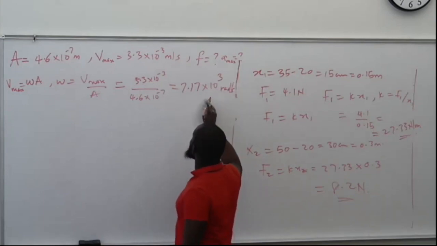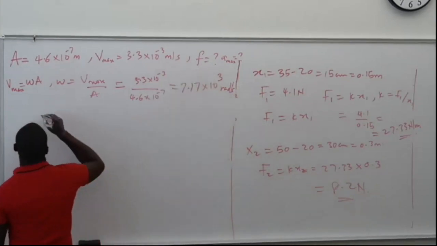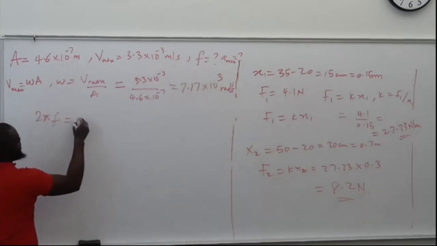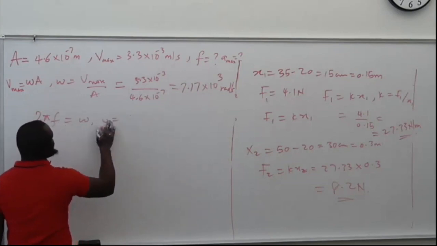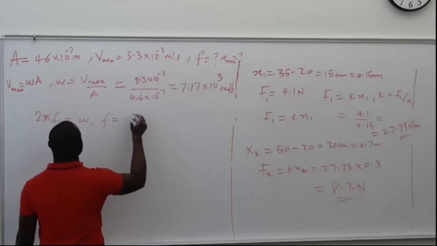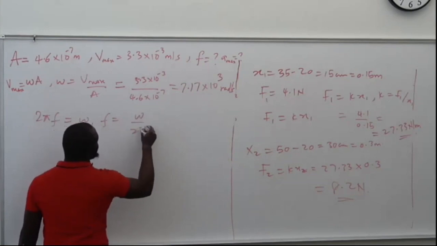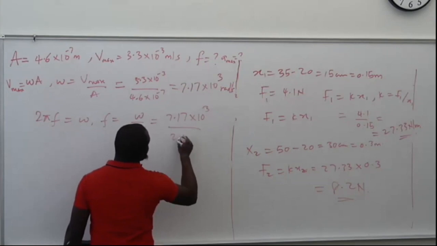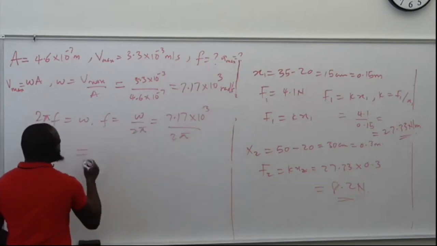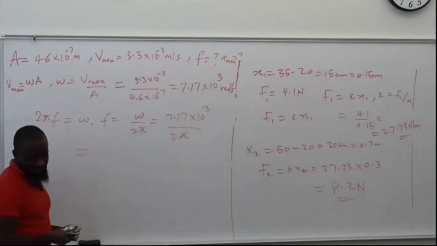That's my omega. But I'm after my frequency F. 2 pi frequency is omega. So frequency is omega over 2 pi, 7.17 times 10 to the 3 over 2 pi. And what does that give me?